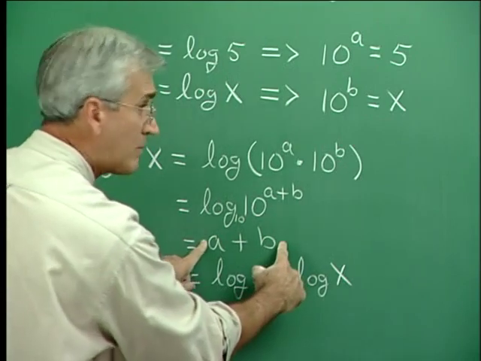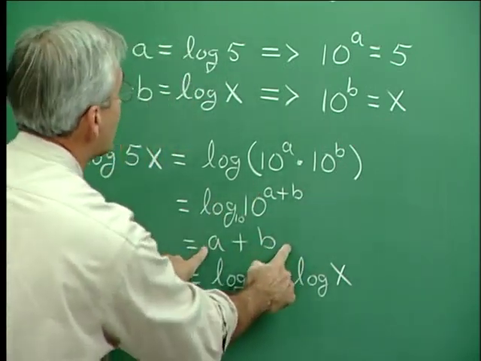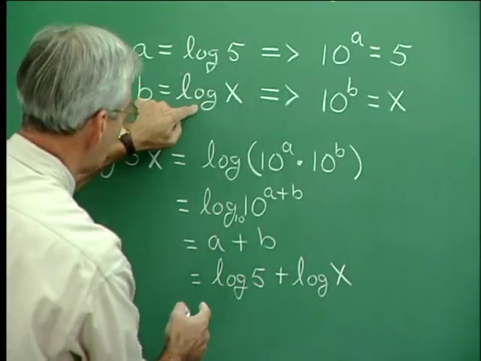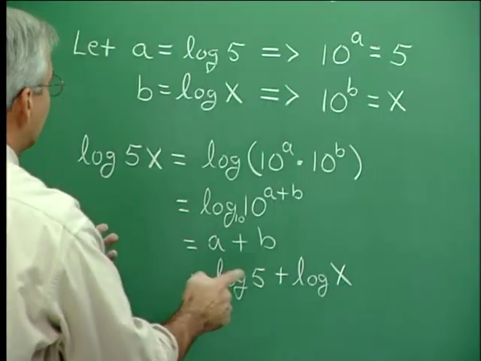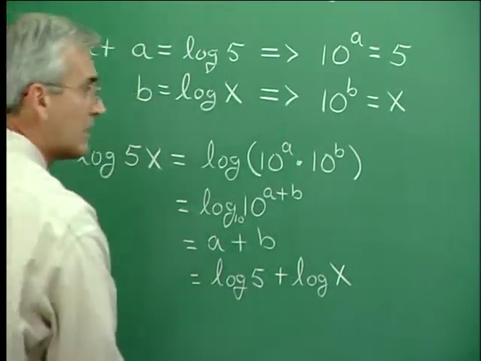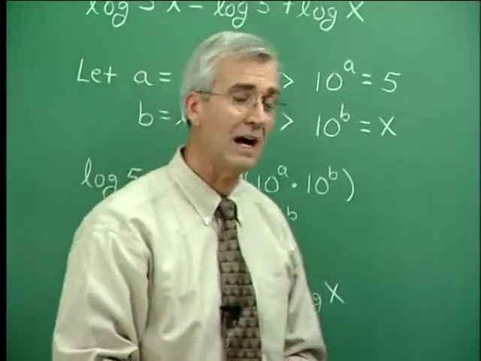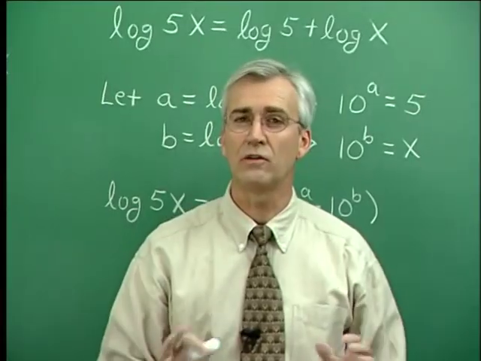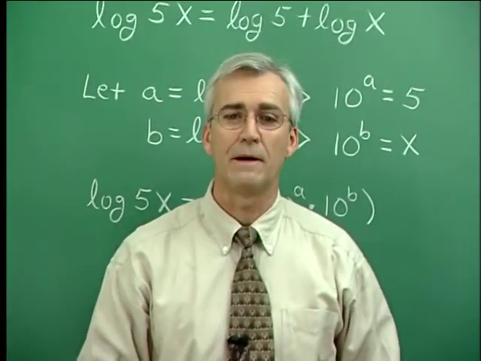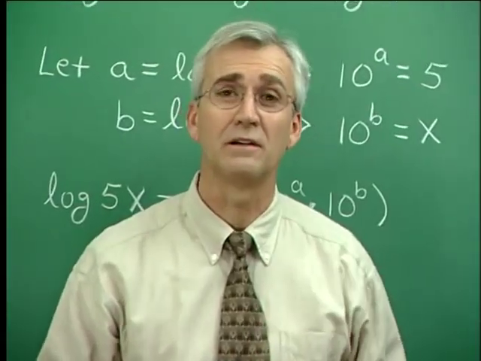But what is a plus b? You see, we simply have that exponent, a plus b. But what are a plus b? Well, a and b are log 5 and log x. So a is log 5, b is log x. And so log 5x is log 5 plus log x. Now, once again, I'll mention that this kind of looks like smoke and mirrors right now. And that confusion, if there is any, is expected at this point. But with a little experience, it'll all become clear.